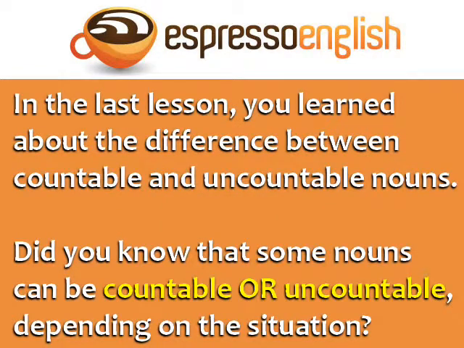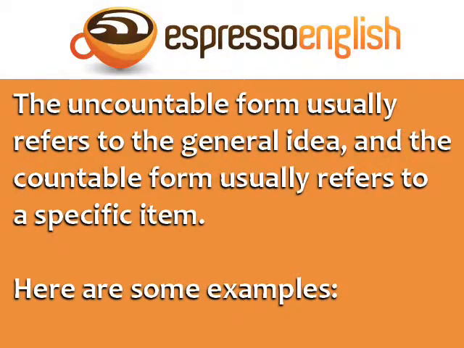In the last lesson, you learned about the difference between countable and uncountable nouns. But did you know that some nouns can be countable or uncountable, depending on the situation? For these words, the uncountable form usually refers to the general idea, and the countable form usually refers to a specific item or specific instance.